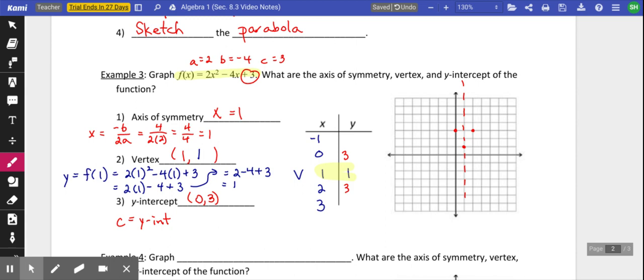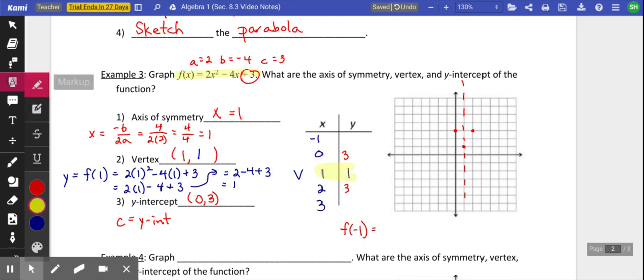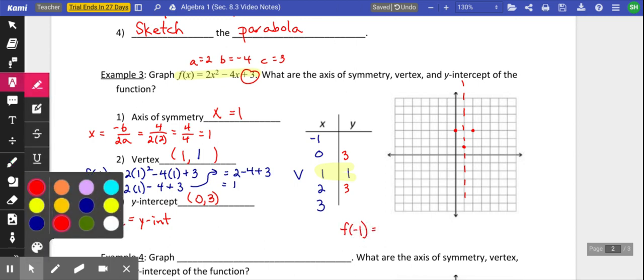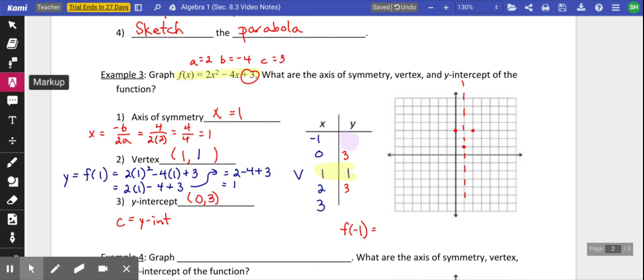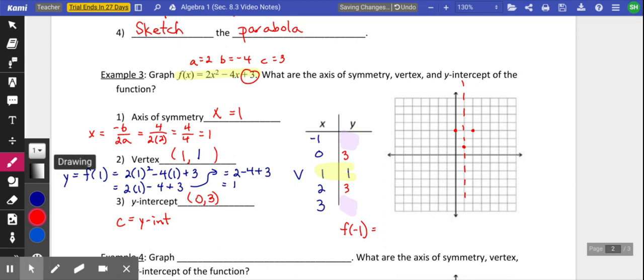So I'm going to come down here just right below my graph. I'm going to let x be -1, since it's maybe a little smaller number, though I do have to deal with a negative. f of -1. Keep in mind, because of our pattern, the y value corresponding to -1 and the y value corresponding to 3 should be the same thing. So we're going to have 2 times -1 squared minus 4 times -1 plus 3.